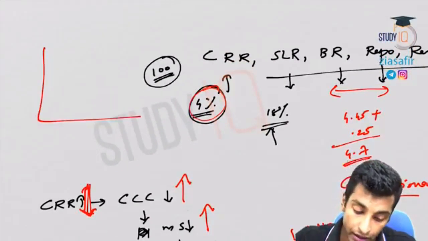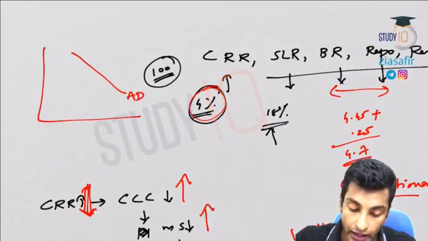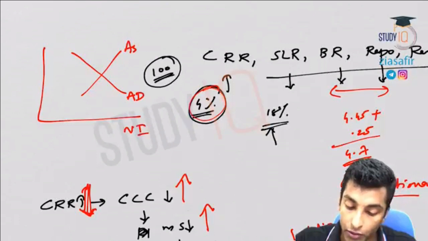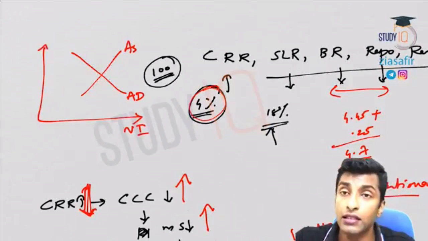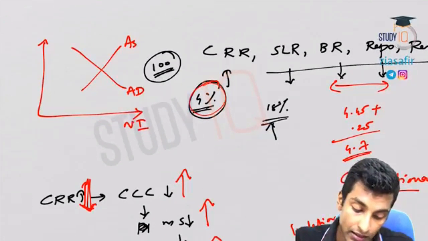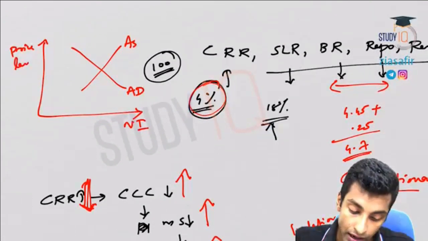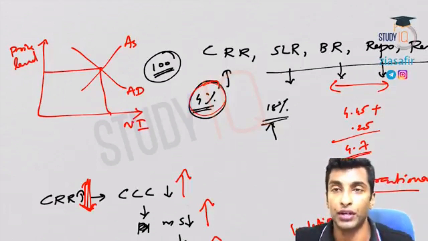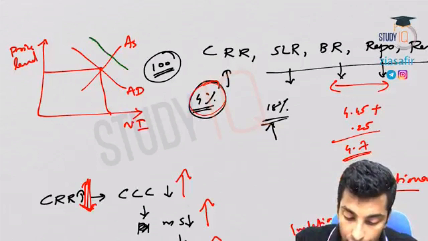So let's say here we go for the demand curve, aggregate demand. Here we will go for the supply curve. This is the national income on the x-axis, and on the y-axis we go for the price level, average prices. So if this is the equilibrium position, now let's take the case where money supply is increased, so demand increased, so the demand curve shifts rightward.